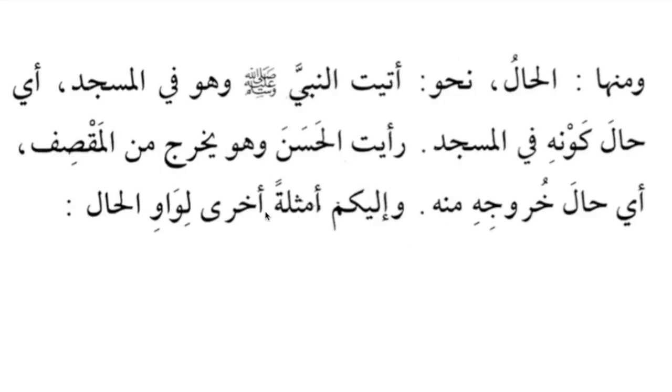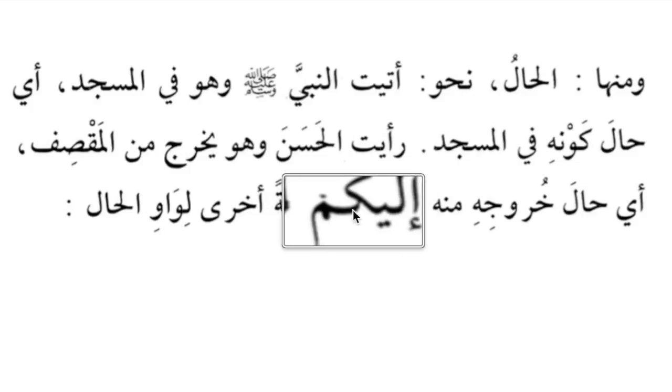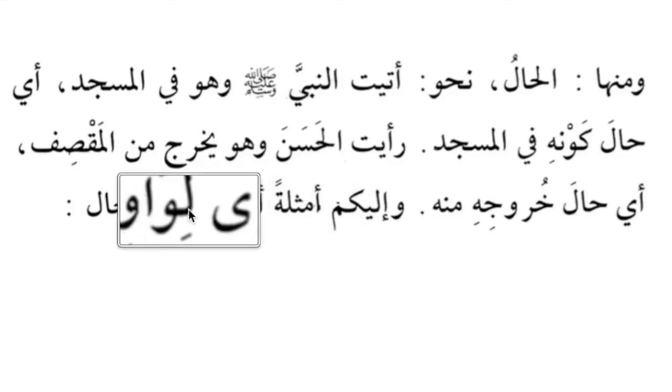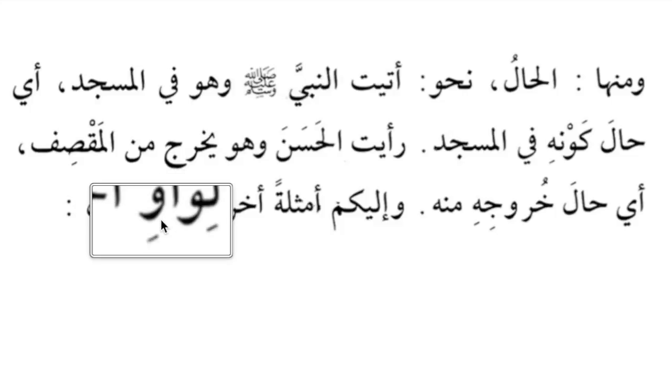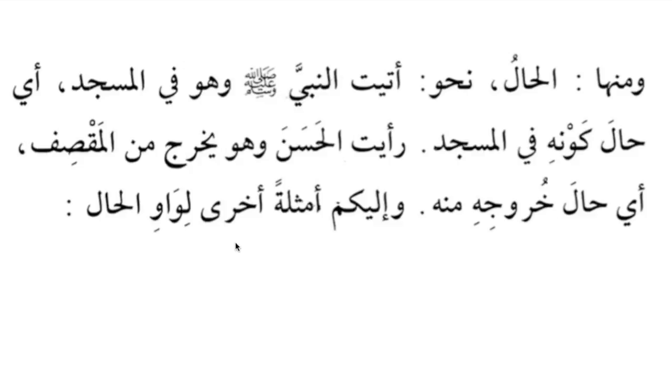Wa ilaykum amsilatan ukhra lil wawil hal. So here we need to understand ilaykum. So this waw is ataf here. So what is ilaykum? If you see ilay, it looks like harf jar ism majroor, but here it is coming as an ismu fa'il. Ilaykum here means khuz, take. So it has the power of a verb, and the command here is to take. So here it means khuz amsilatan, take. Examples, see ukhra. Another example for li wawul hal. So this ilaykum is khuz, take. More examples.